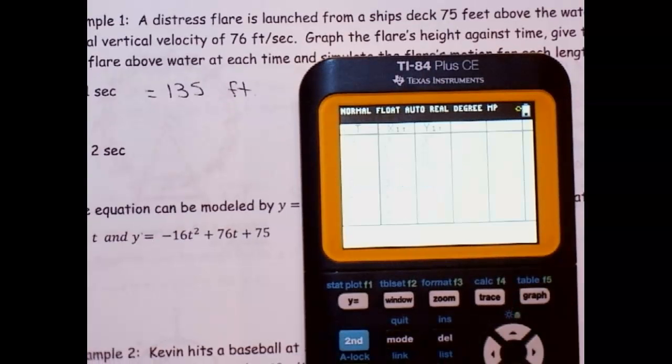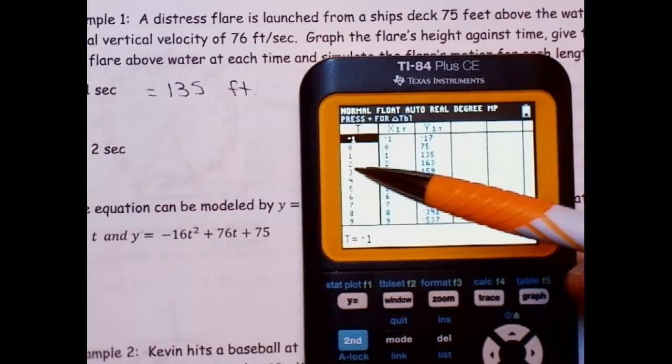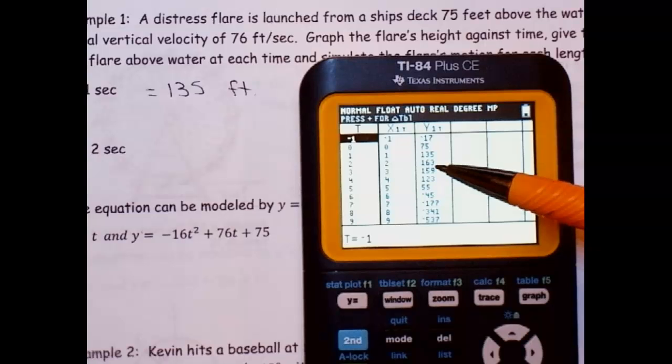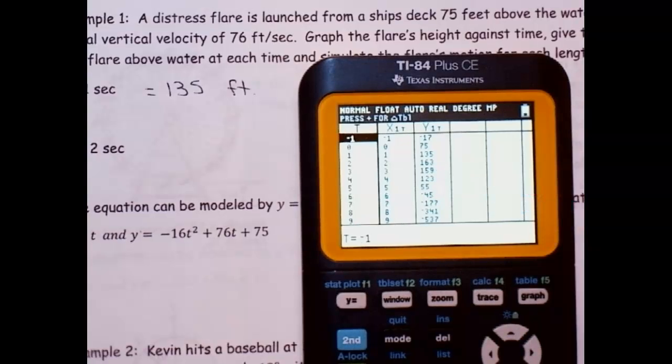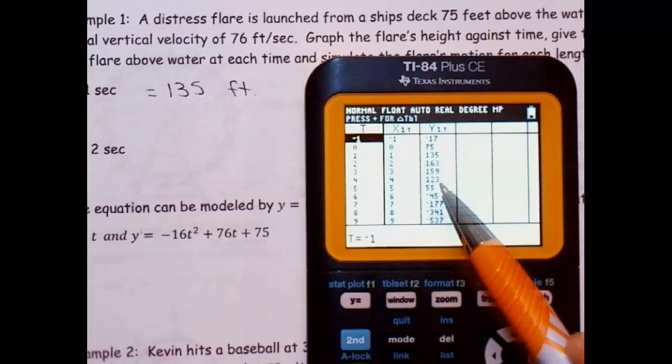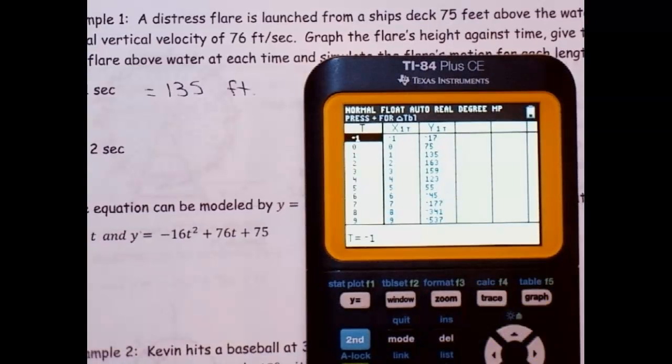When I go into that table, I can now see when it's 2 seconds, it's 2 for my x and a height of 163. And then it asks me for 4 seconds, which again is here, 123, and it asks me for 5 seconds, which is 55. So again, you can use your table that way.